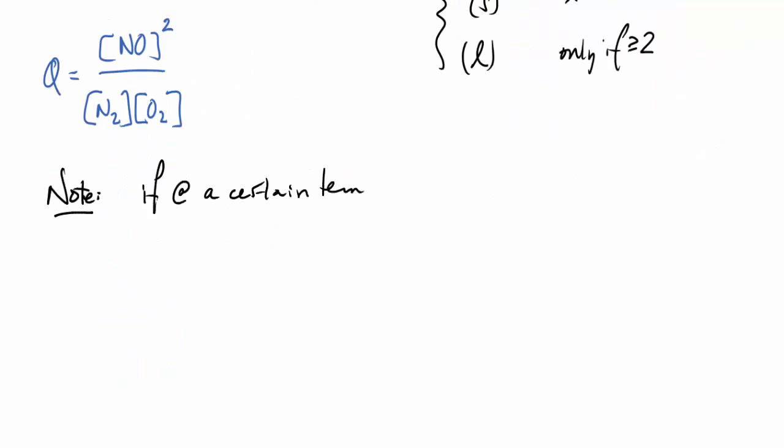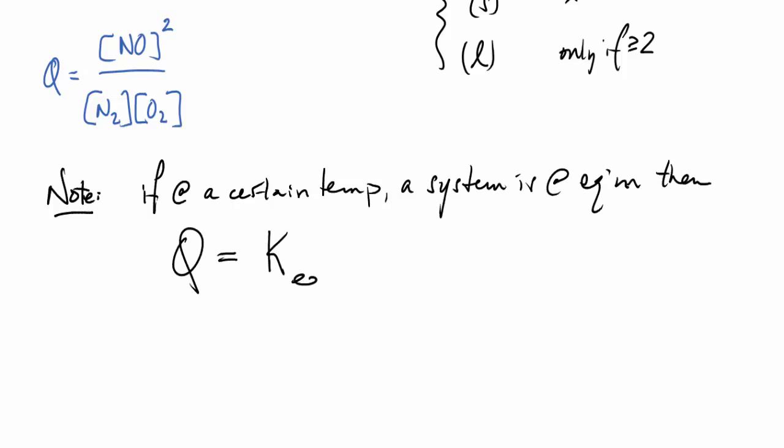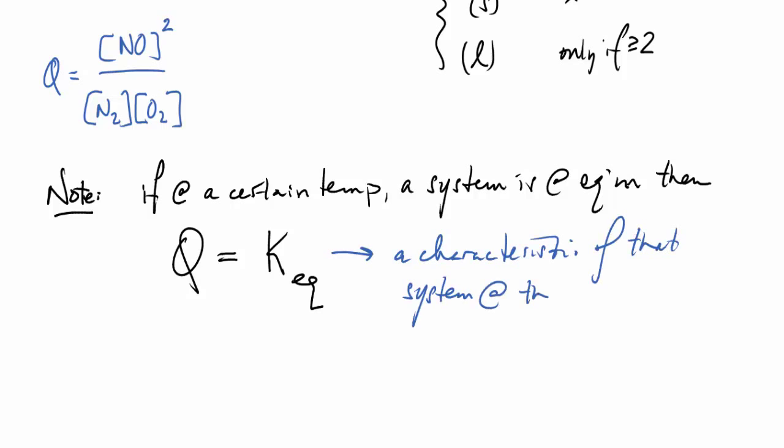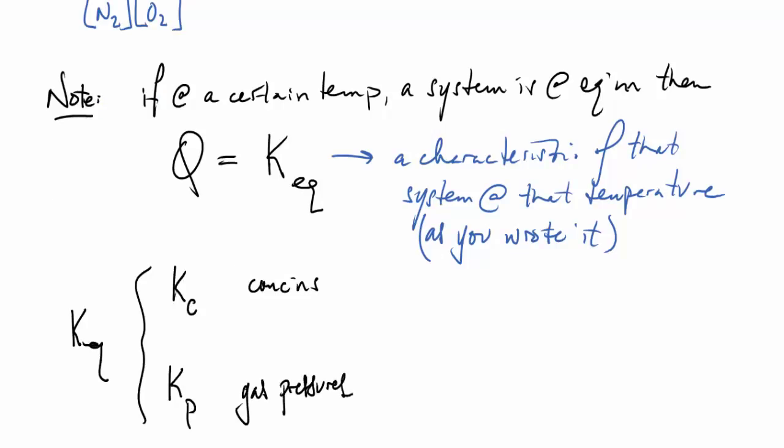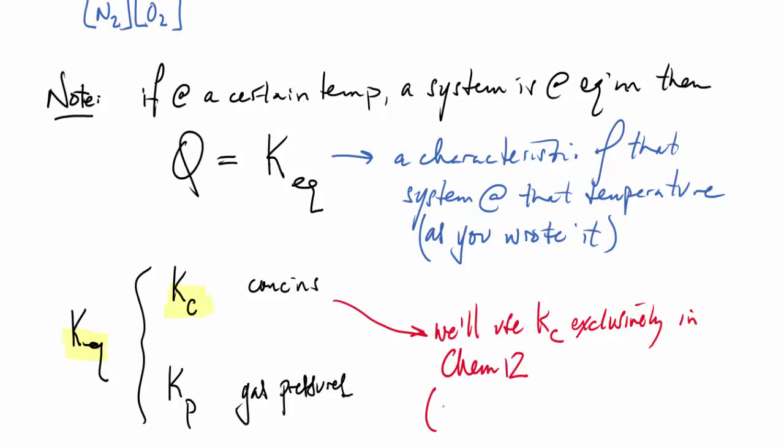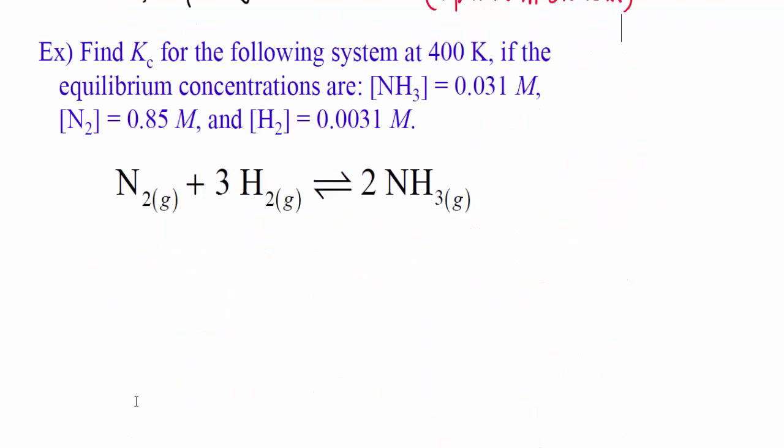Okay, notice then, if at a certain temperature the system is at equilibrium, then we'll give this Q value a special name called Keq, and it's a characteristic of the system at that temperature as you wrote it down. You'll sometimes see Keq called Kc if it's done with concentrations, or Kp if it's done with gas pressures, but we'll use Kc exclusively in Chem 12, and Kp will show up in AP chemistry.